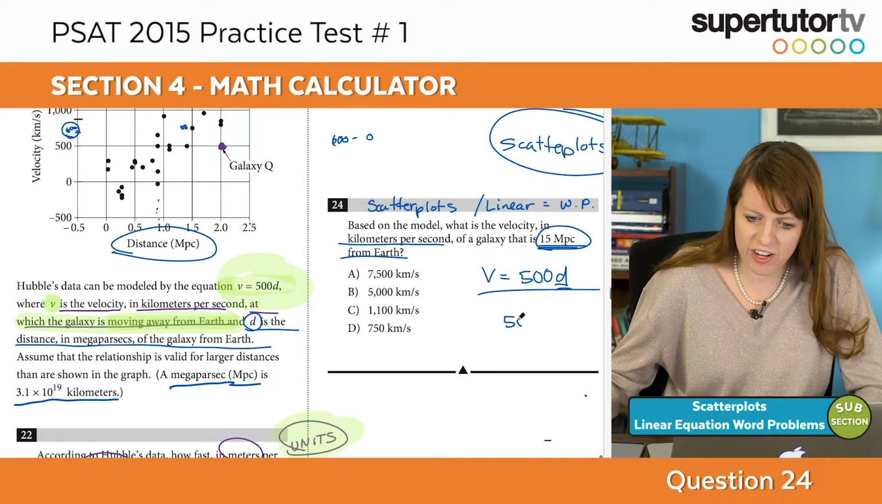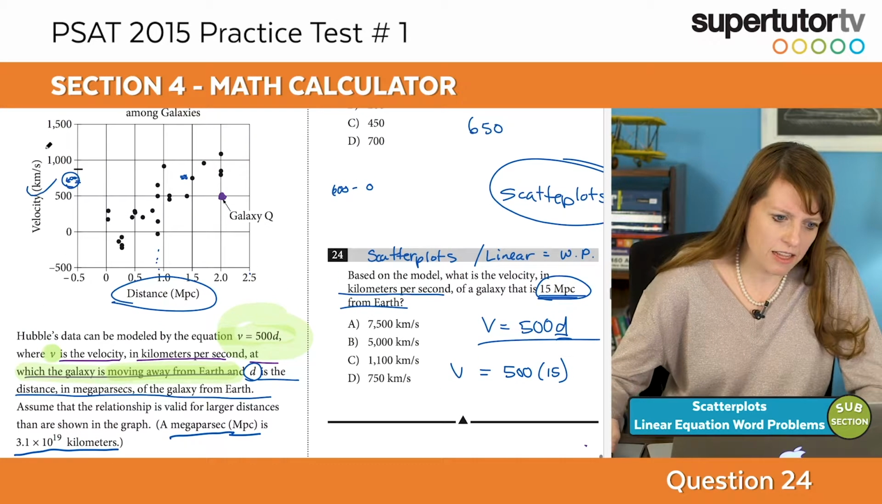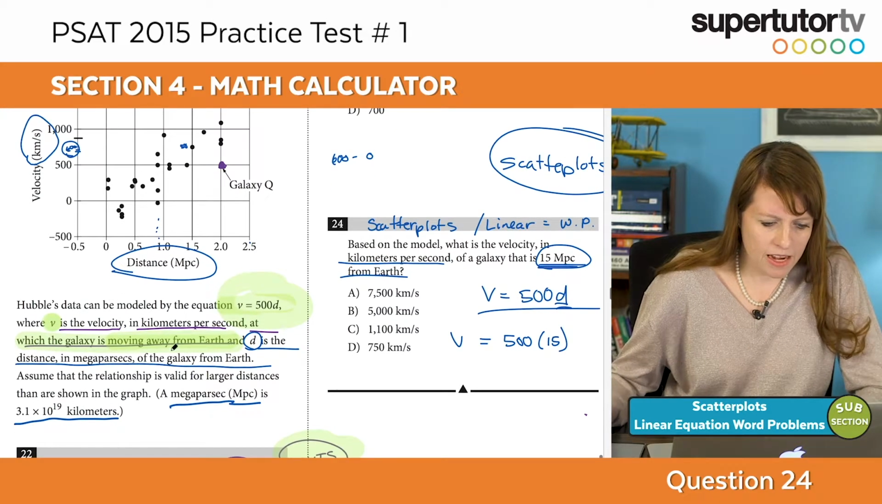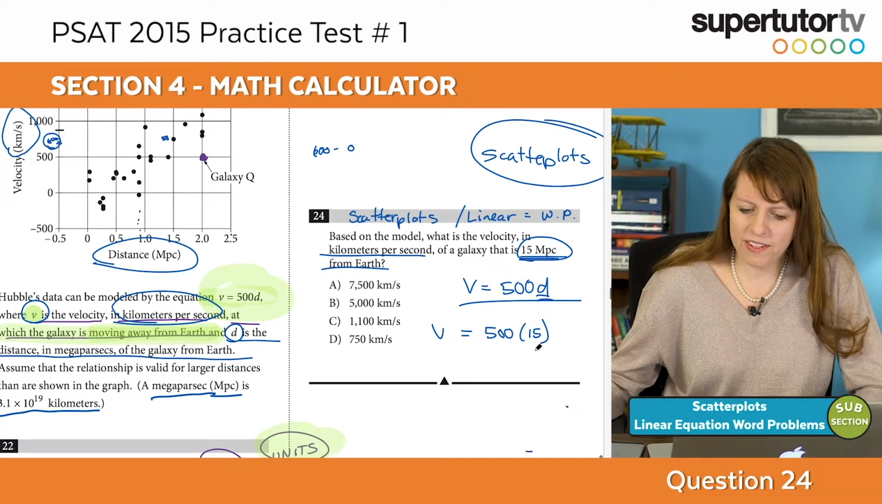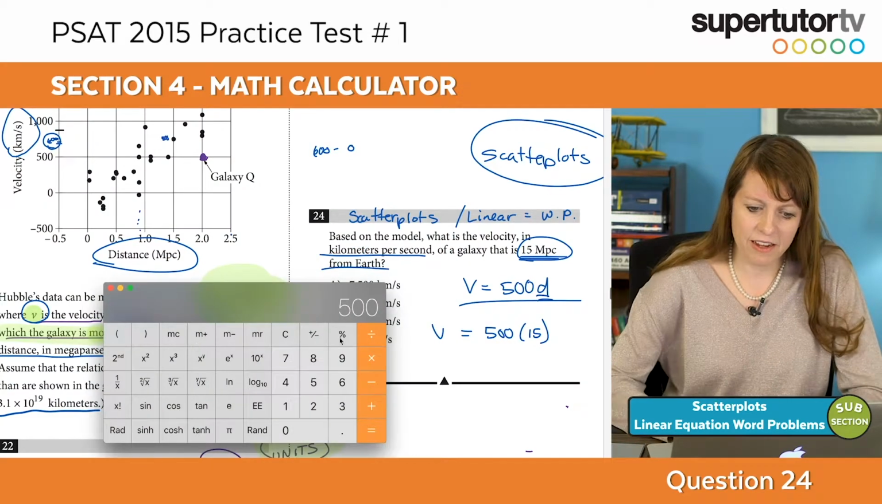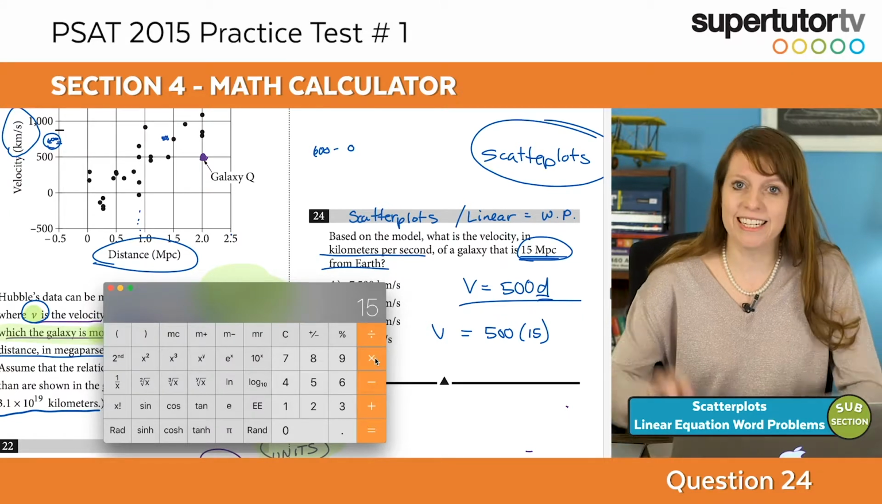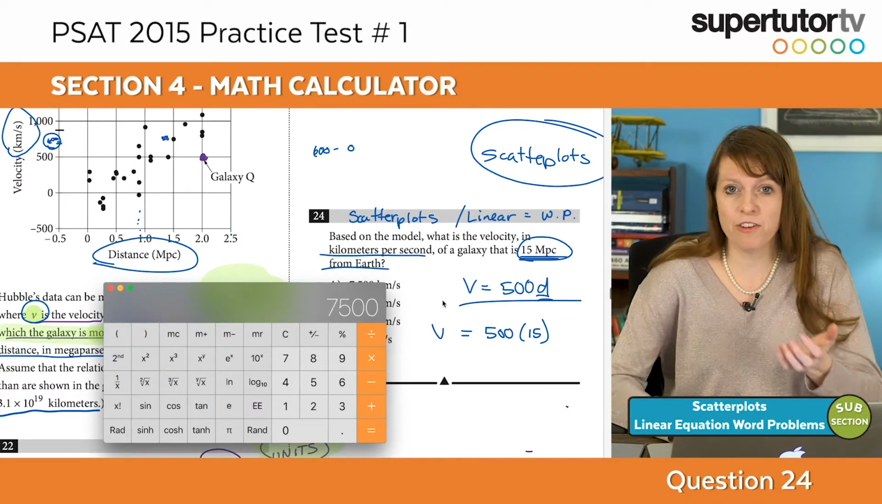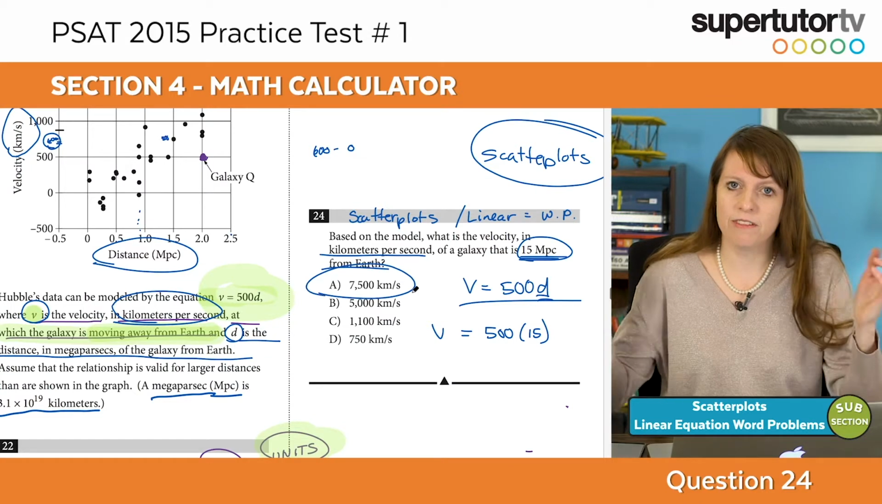So I do 500 times 15, and that's going to give me my velocity in kilometers per second, right? And if you need to check that, you can see V is the velocity in kilometers per second. So this is all I do, 500 times 15. I'm going to use a calculator because why not? 500 times 15, ta-da! 7,500. So I'm going to put 7,500, and we're done.